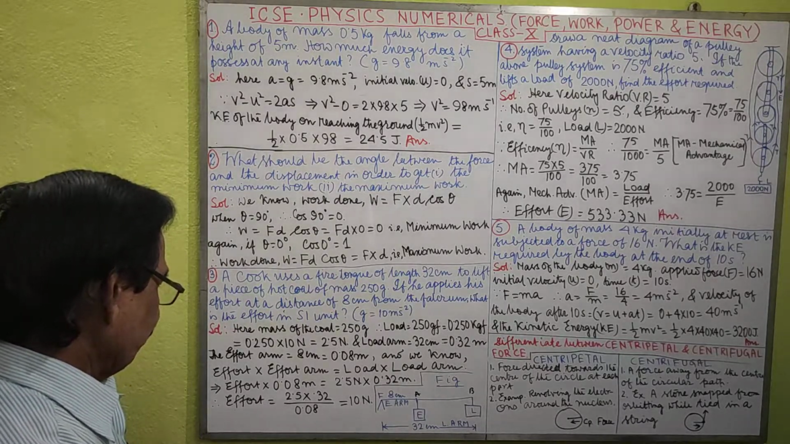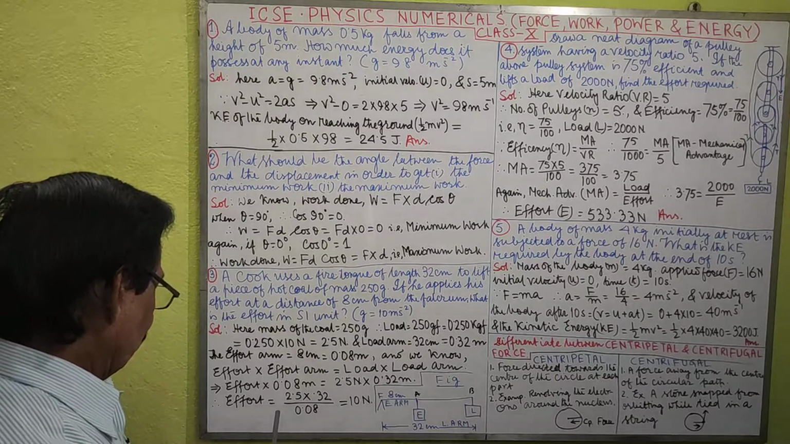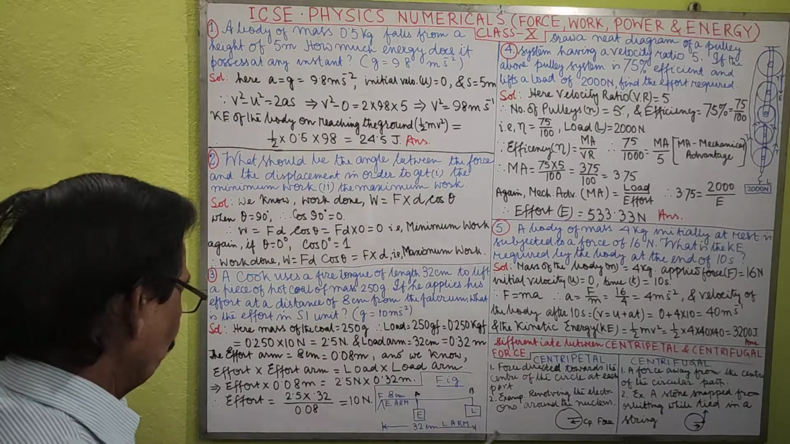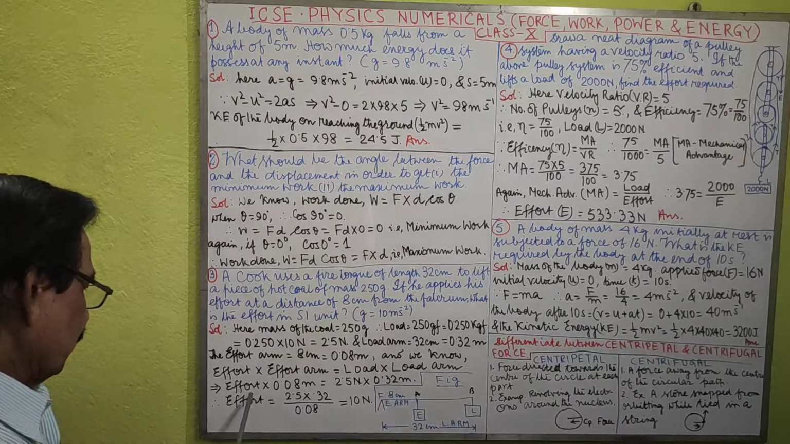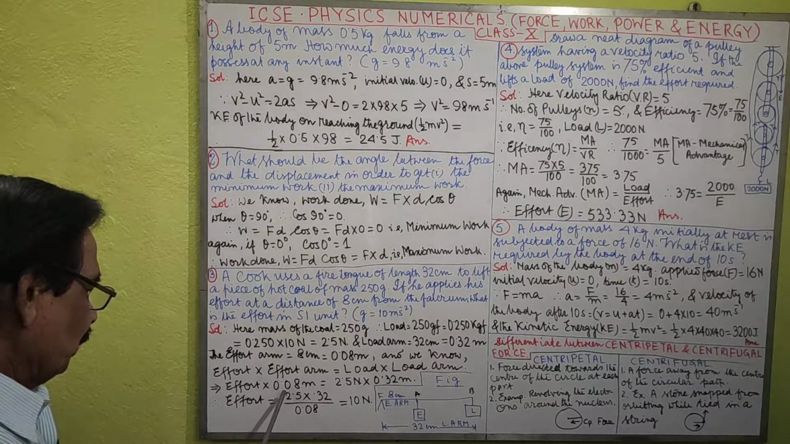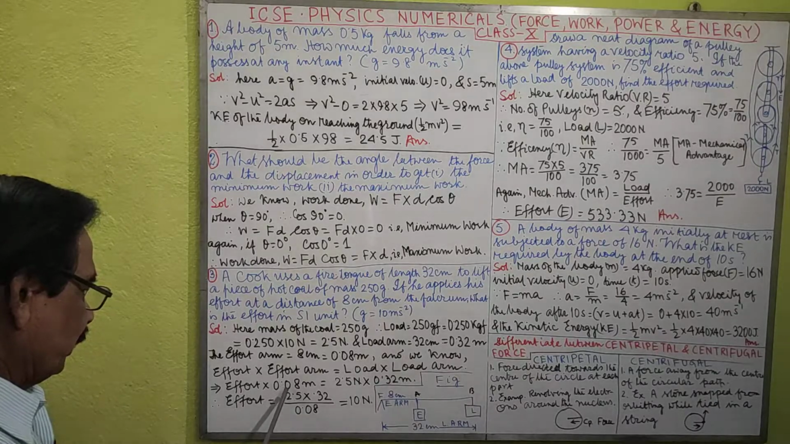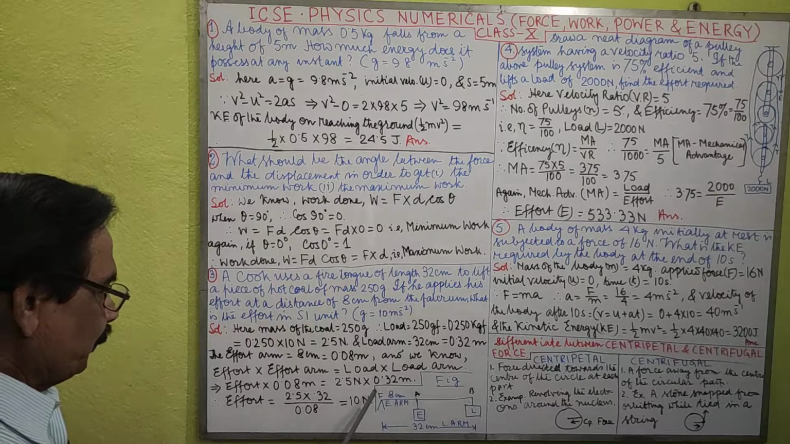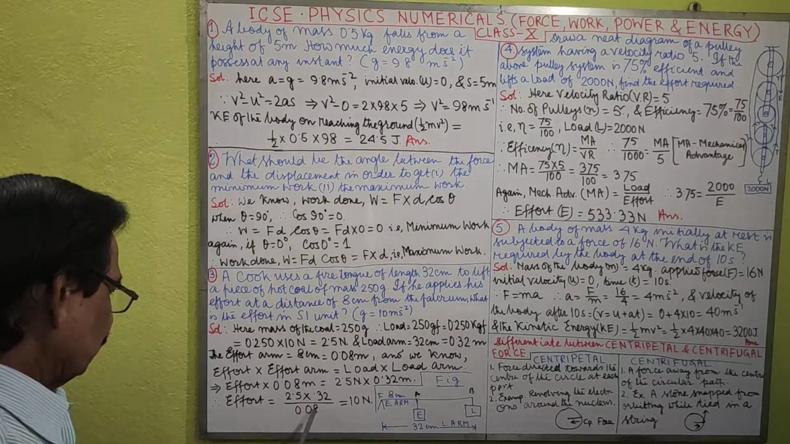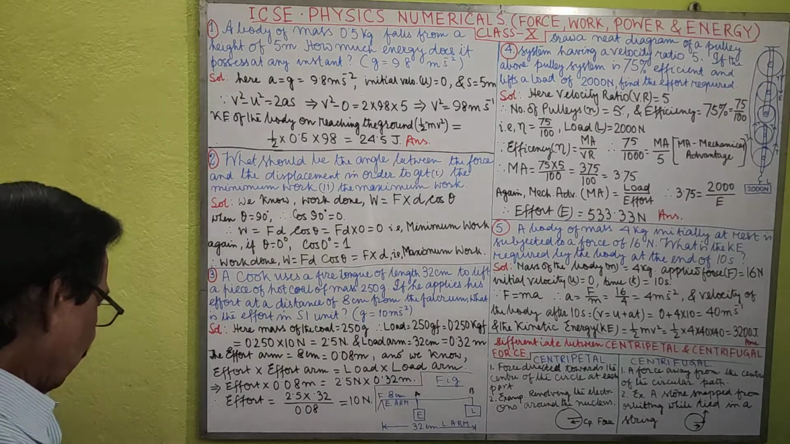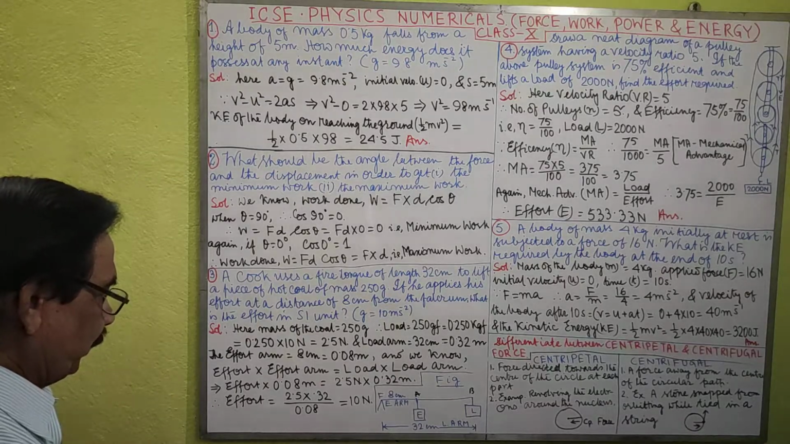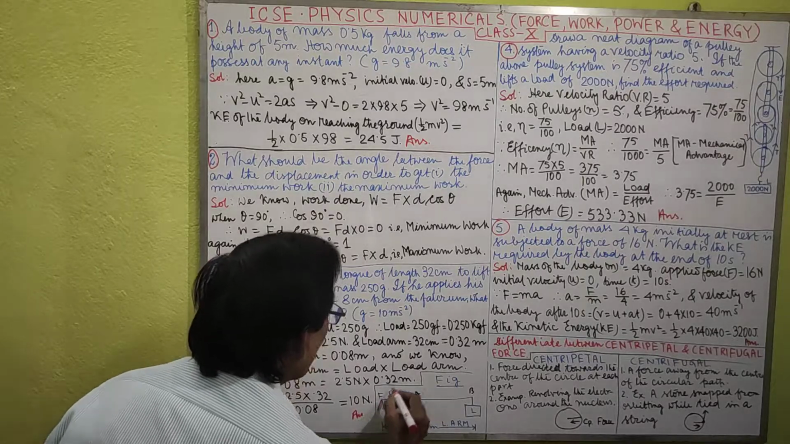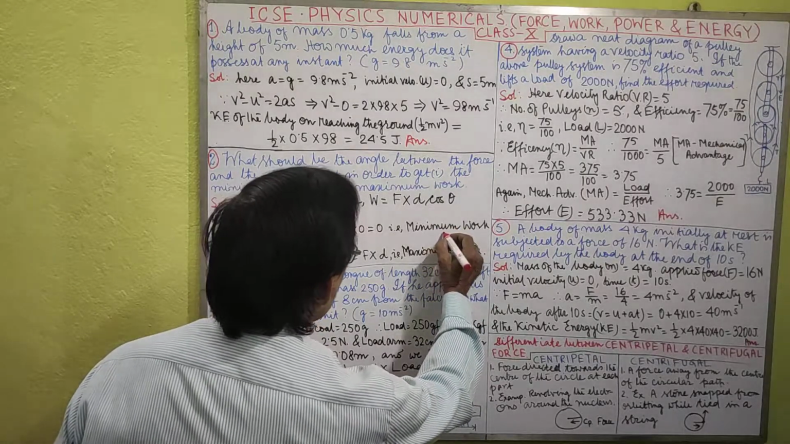We know from the principle of lever, that is effort into effort arm equal to load into load arm. That is effort into 0.08 meter equal to 2.5 Newton into 0.32 meter. Calculating this, the effort equal to 10 Newton. Here is the answer.